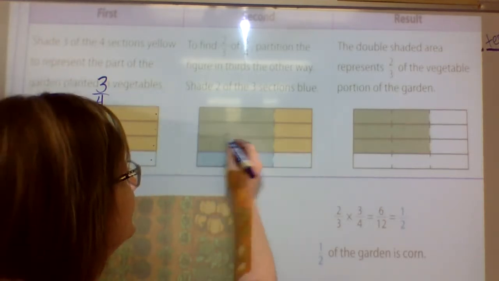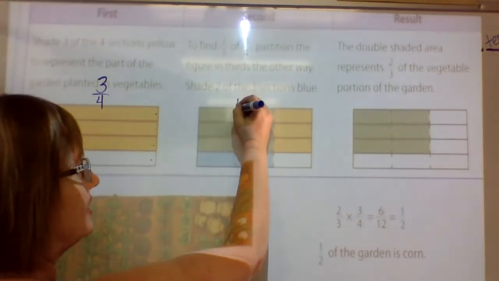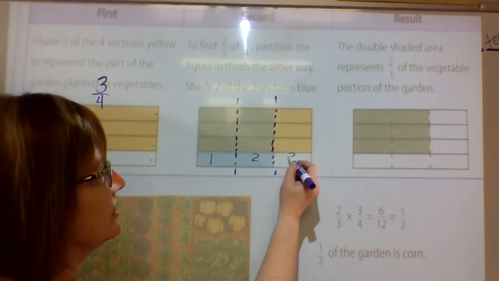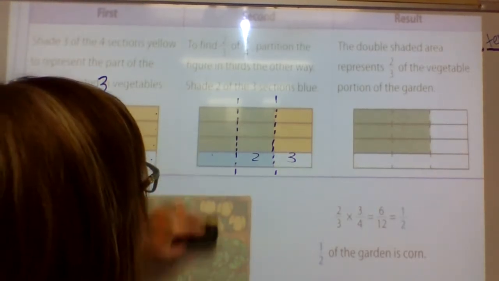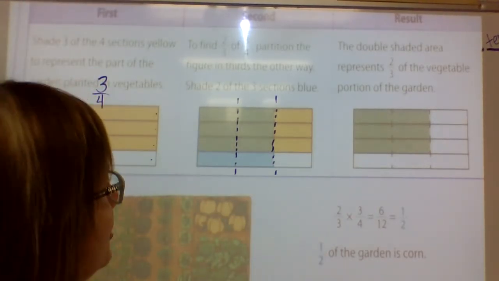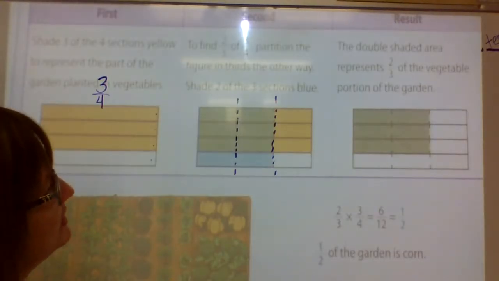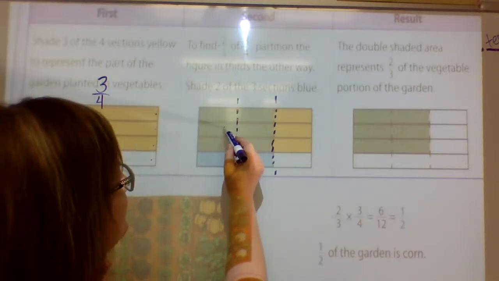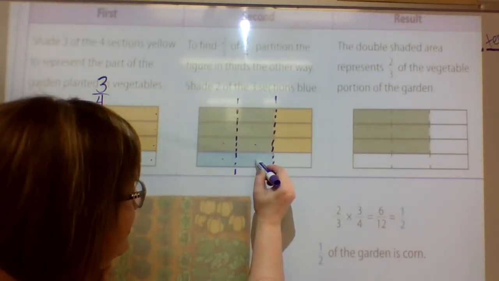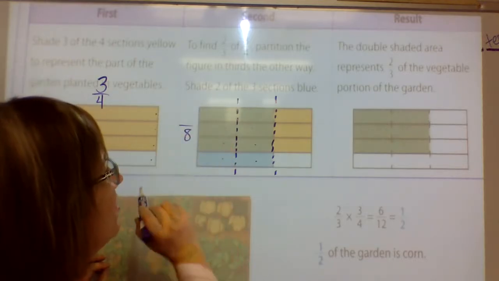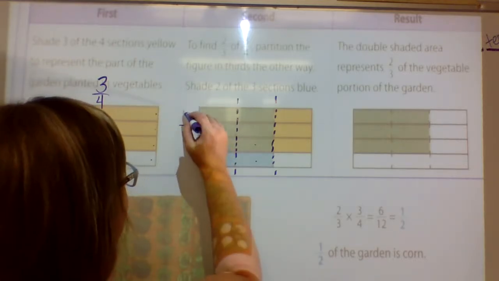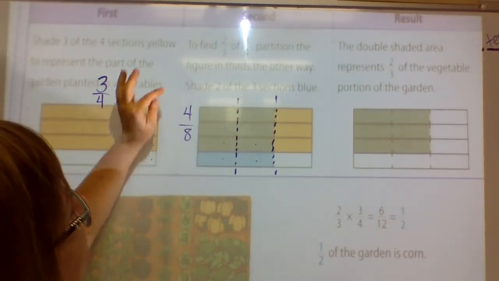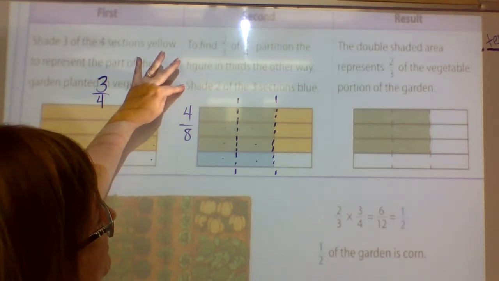Okay, so they took these fourths from over here and see the dotted line right here? They made it into thirds. Here's 1/3, 2/3, 3/3, right? There's the thirds, and 2/3 of the sections blue. I don't understand the blue part. 2/3 would be 1, 2, 3, 4, 5, 6, 7, 8. So this would be again 4/8, which is a half. All right. Shade 2 of the 3 sections blue.